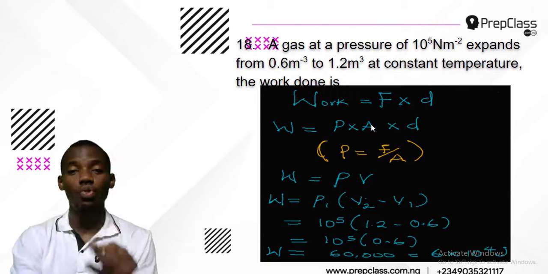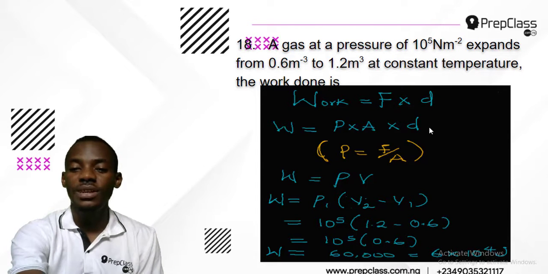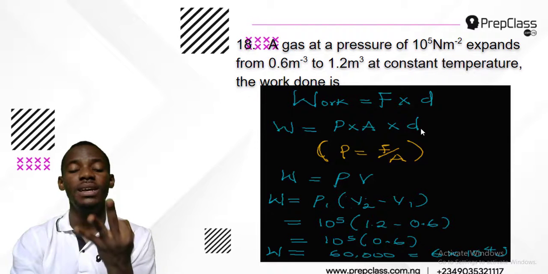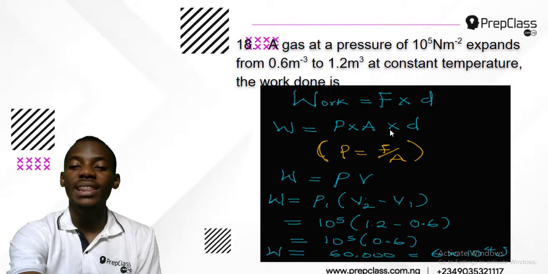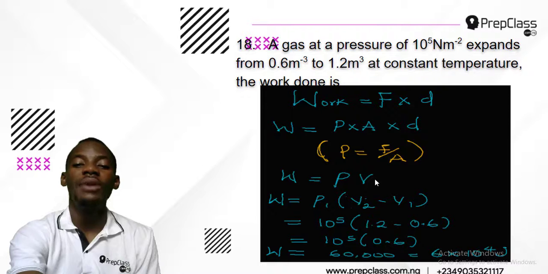Area has 2 meters. Then d, distance, has 1 more meter, making 3 meters, and that means that it is volume. So these 2, area times d, will give me volume, and that is what I have here. So work is now pressure times volume. So I have turned this thing into a pressure, volume, and work relationship, and that is now what I will use for my answer.